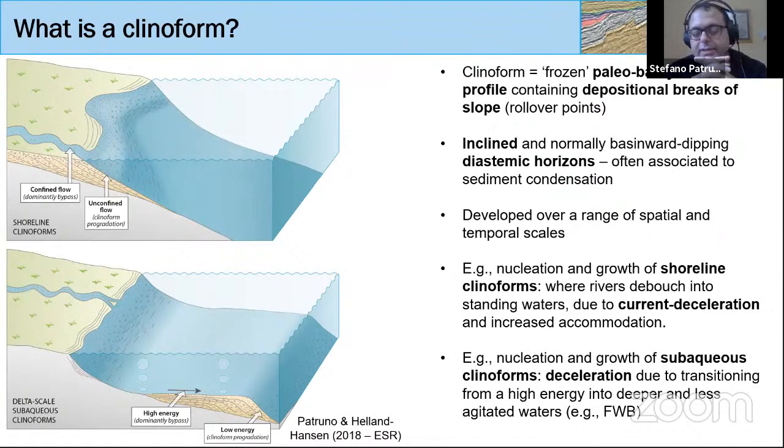Then we'll see that clinoforms are developed over hugely different ranges of scales, both temporal and spatial. That is quite important. A lot of you will know because you are working with it, but people that approach clinoforms for the first time make a lot of confusion in terms of what is a shelf, what is a delta. They tend to call everything delta, right? But we will see that that's not always the case. And why do they grow?